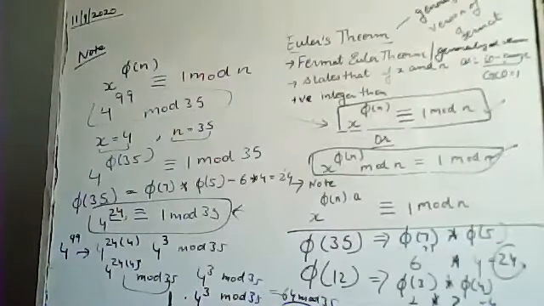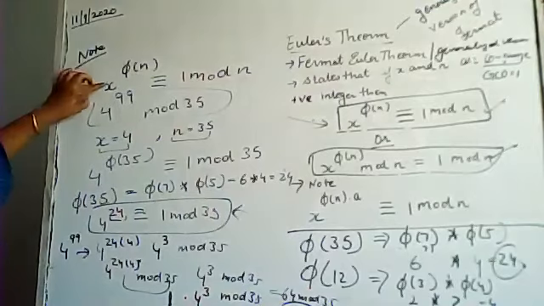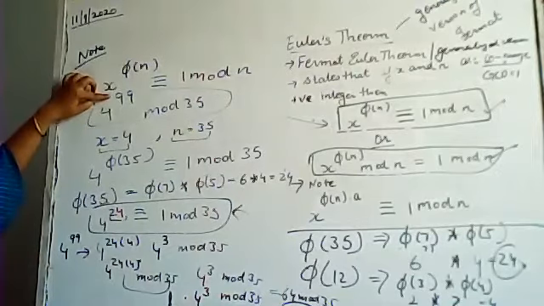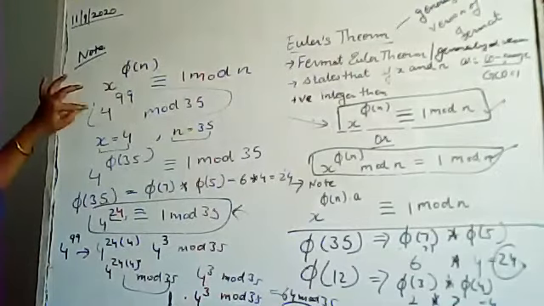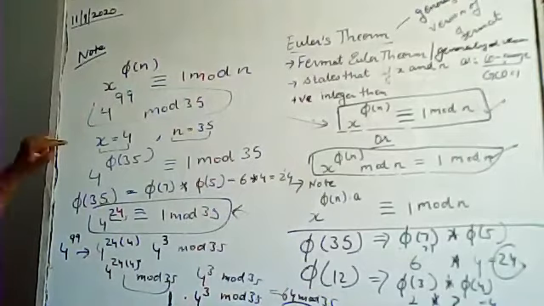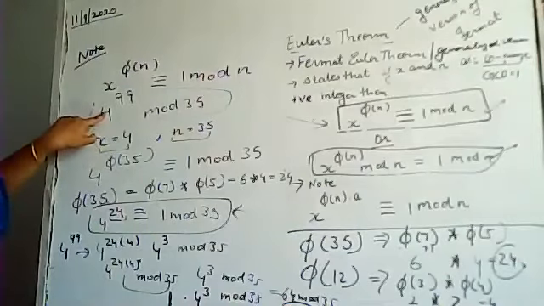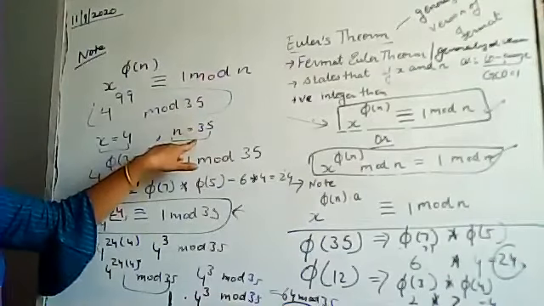Is it clear? This is very easy. I will just repeat it once. We have an equation like this. You can get a question like this in the exams also: 4 raised to power 99 mod 35. Calculate the value for this particular thing. We know that according to this theorem, the value of x will be 4 and n will be 35.